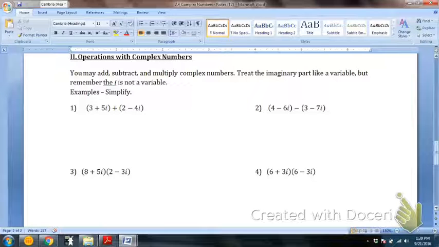So on example 1, if I asked you to simplify this, if those were x's, if that was 3 plus 5x and 2 minus 4x, what would we be doing? Combining like terms, right?